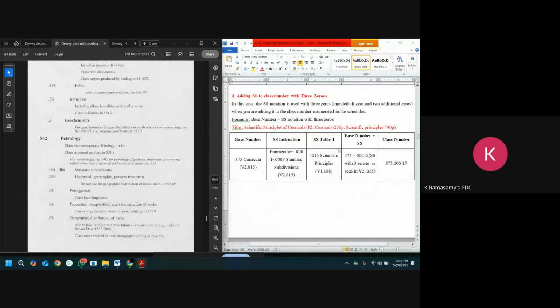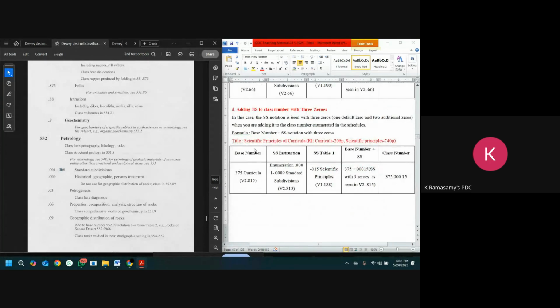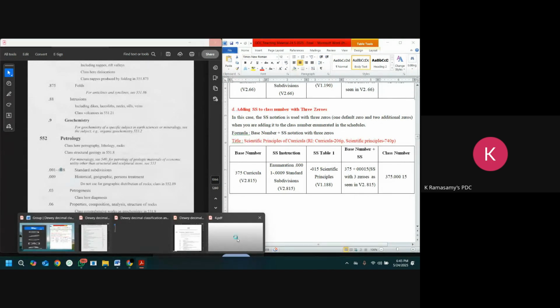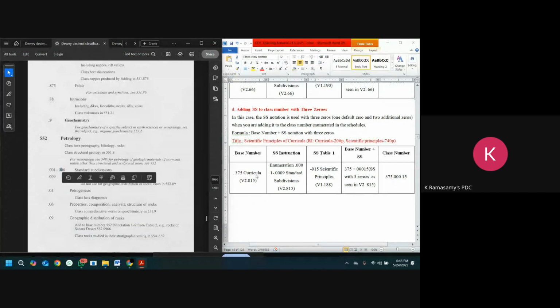Okay, fine. Then, very rarely, you have to add 3 zeros. For example, scientific principles of curricula. Curricula means the art of designing curriculum for various subjects. So I need to find out numbers for both the subjects. Let me go to the index. I search for both terms, scientific principles and curricula. I got the number 375 for curricula and 015 for scientific principles. I should learn how to join these two, one main class number and one standard subdivision number.